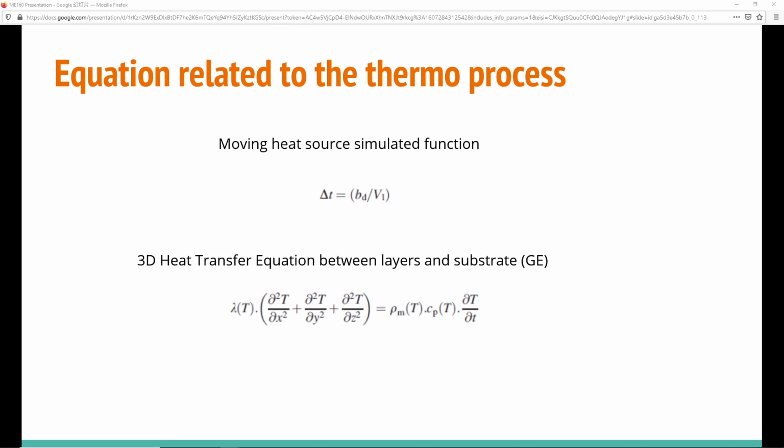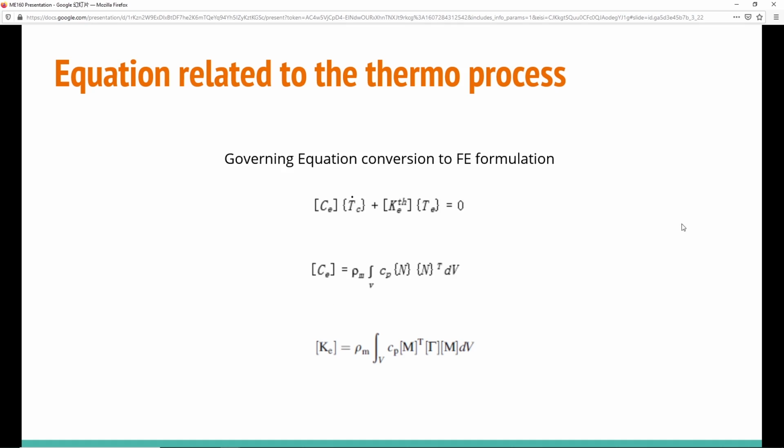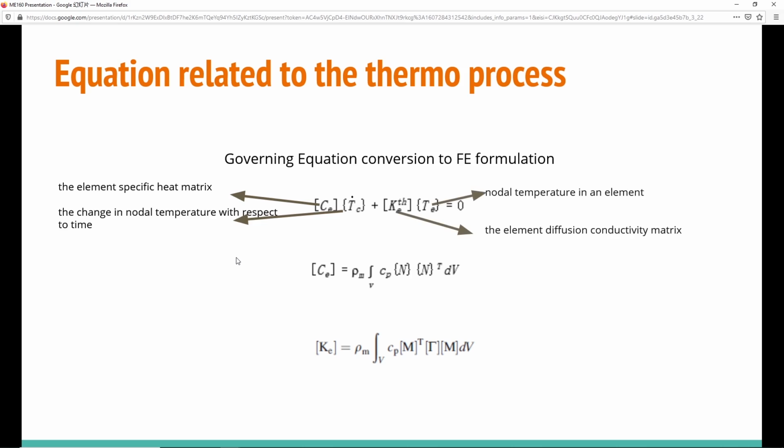And then we find the governing equation for the 3D heat transfer between the layers and the substrate. As you can see in this equation on the left-hand side, lambda is the temperature-dependent thermal conductivity, and T is the temperature within the part at any time. Then we convert the general governing equation into a matrix format, a finite element formulation. For the first one, CE is the element specific heat matrix, and TC dot is the change in nodal temperature with respect to time.